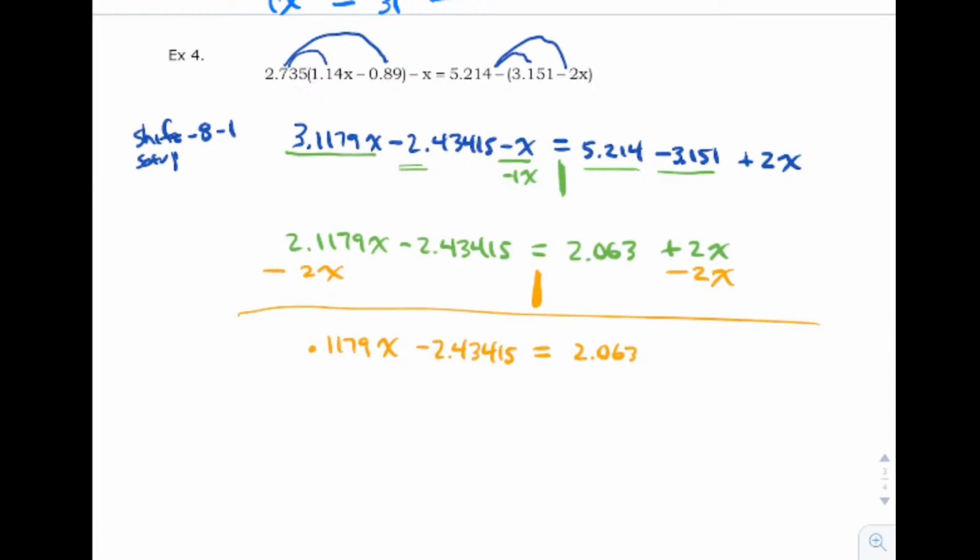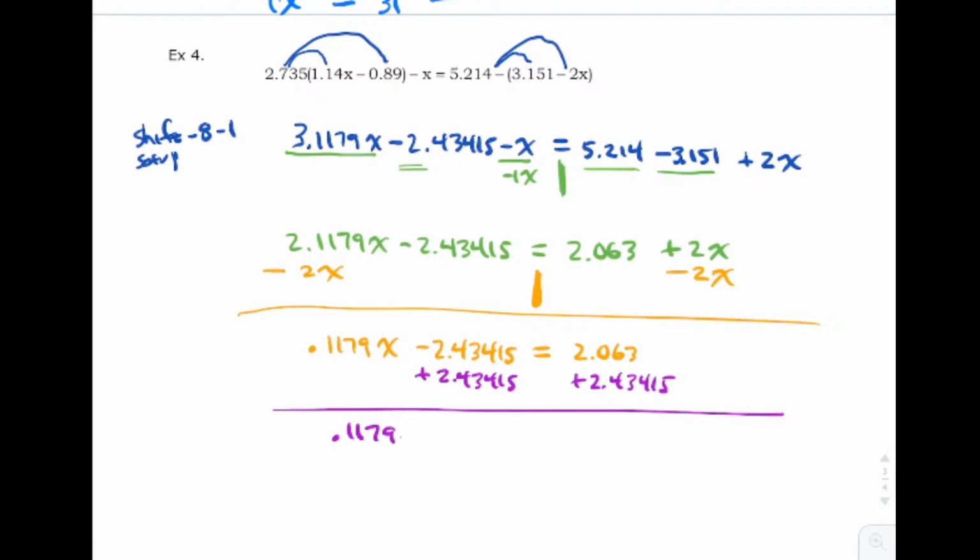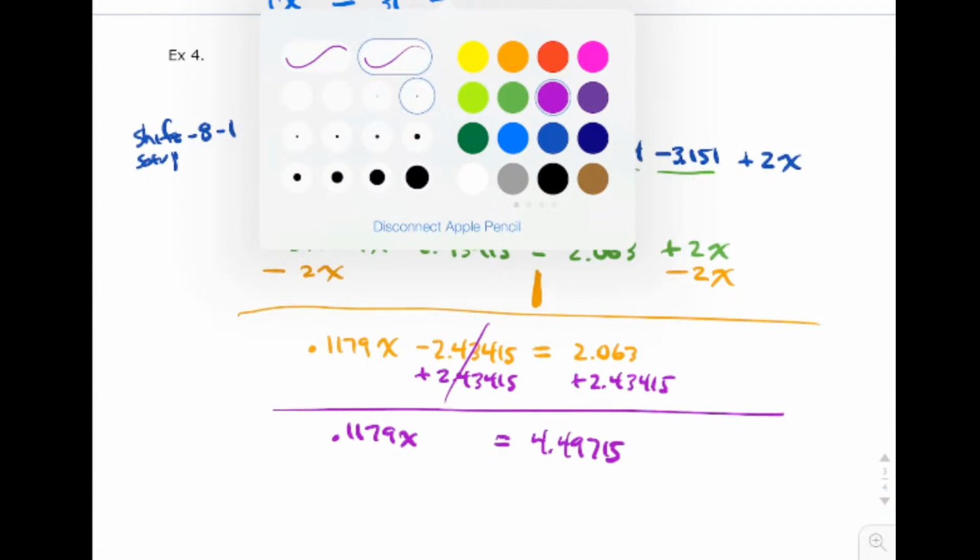Cool. Now what? Well, now I've got the x term here, but I don't want this number there. So since that's being subtracted, it's a whole term being subtracted, I need to add that on both sides. Now what have I got? I got a 0.1179x on the left. These are canceling. And then here I got to add those two things up. Plus 2.43415 is, I got a 4.49715. Whew, okay.